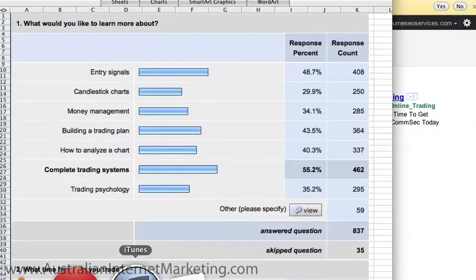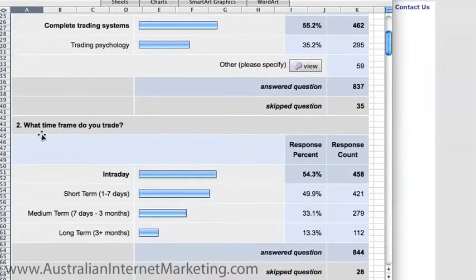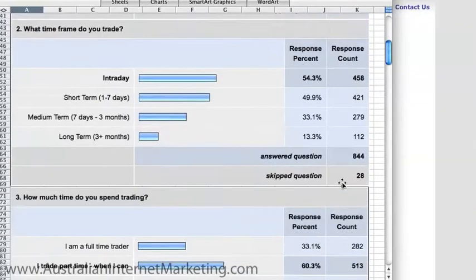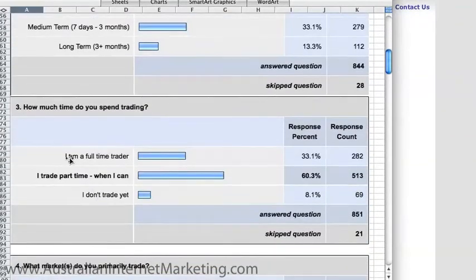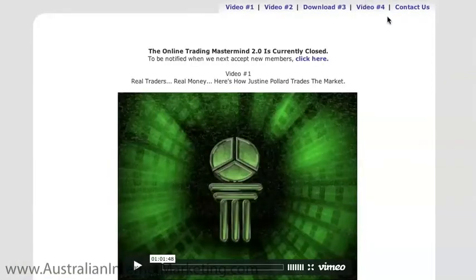There we go. Let's see, what time frame do you trade? Intraday, short term, medium term, long term. So we had 458. Here we go. I'm a full-time trader. I trade part-time. I don't trade yet. So 60% of the people said that they traded part-time.